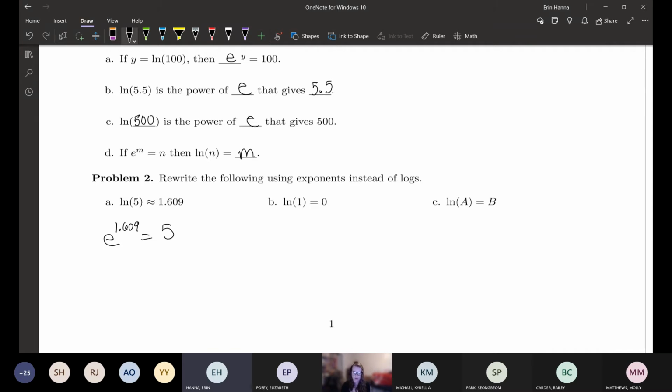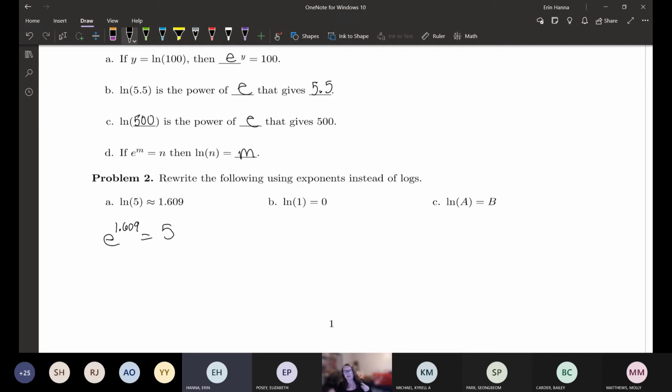Approximately, if you typed that into your calculator. Let me see what it actually gives us. e to the 1.609 technically gives you 4.9978. So that's why the approximation symbol is there.